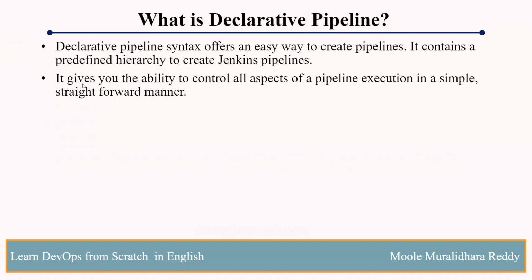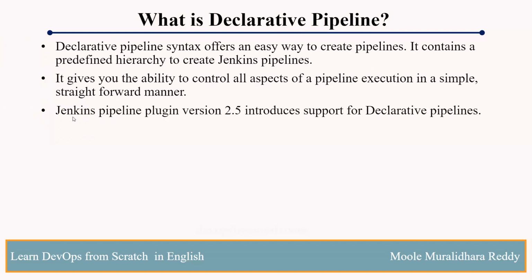You can also control aspects of pipeline execution in a simple and straightforward manner. Inside the Jenkinsfile, we can define the step-by-step process: clone the repository, build it, store it in Nexus or JFrog Artifactory, deploy in Tomcat, and send the Slack notification. We can define it one by one. Got it, right? And Jenkins Pipeline plugin version 2.5 onwards supports the declarative pipeline.